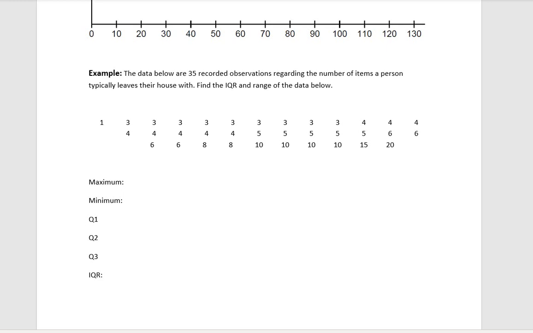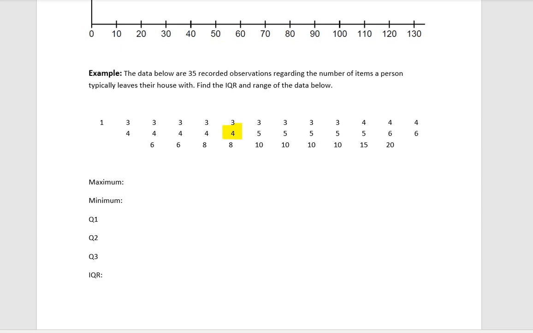So we have 35 observations. So the middle observation would be, let's see, 35 divided in half. That would give us 17 and a half, so it's going to be the 18th observation, which I believe is 4. Yep.